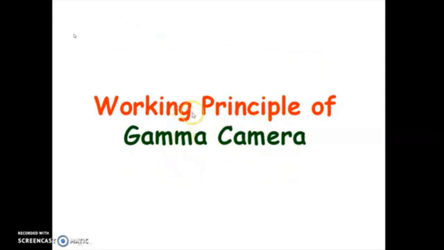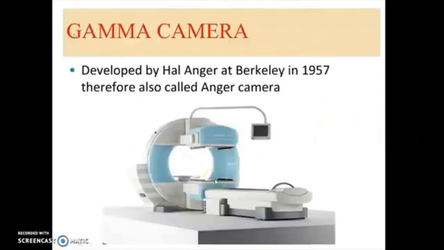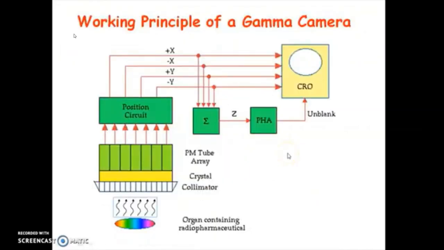Now let us see the working principle of the gamma camera. This was developed by Hal Anger at Berkeley in 1957. Therefore, this gamma camera is also called the Anger camera. Let us see the fundamental working principle. The main component in the gamma camera is a crystal. Can you see this yellow color? This crystal is made of sodium iodide doped with an impurity called thallium.